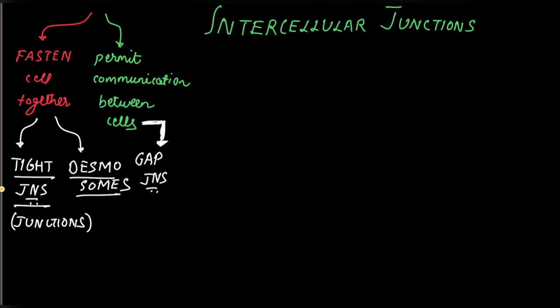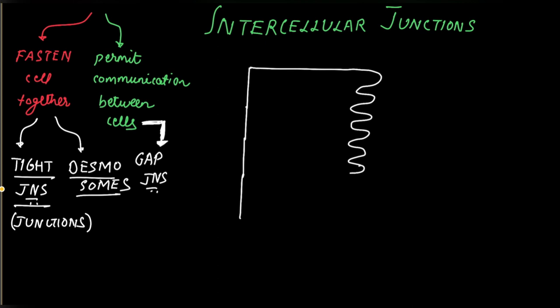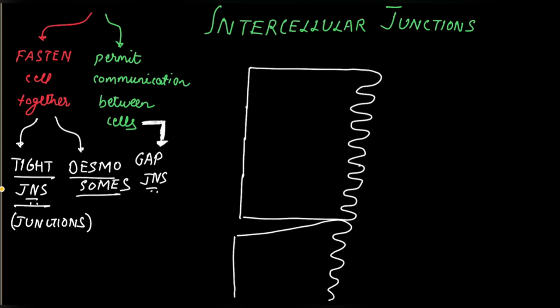I'll be drawing a tubular epithelial cell. An epithelial cell lining the renal tubule or the small intestine. So this is a tubular epithelial cell. It could line either the tubules of the kidney or the small intestine.